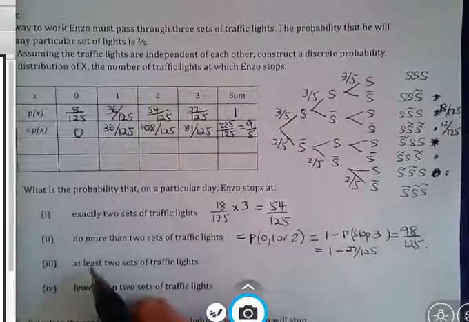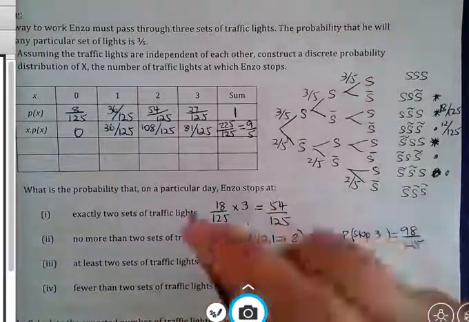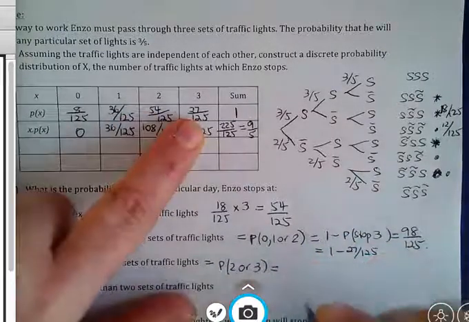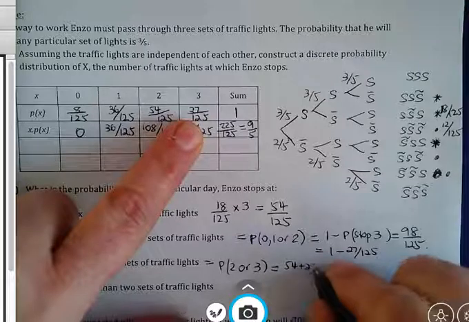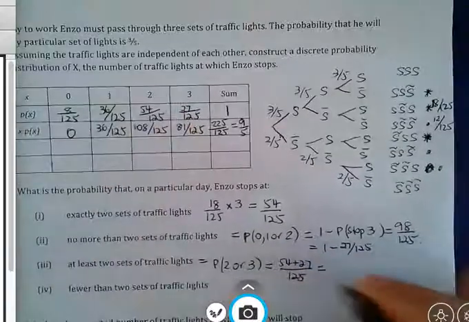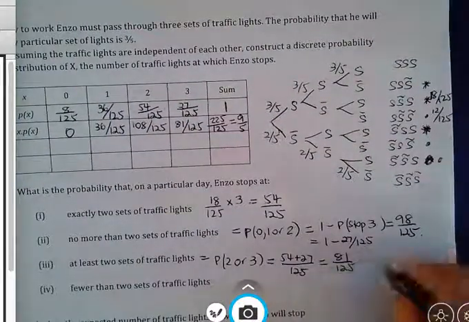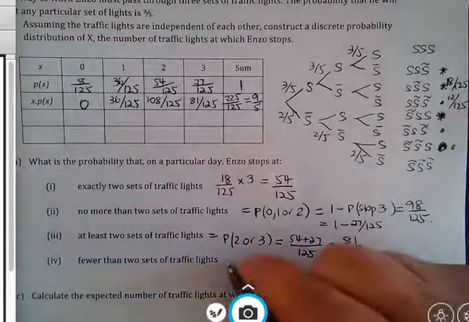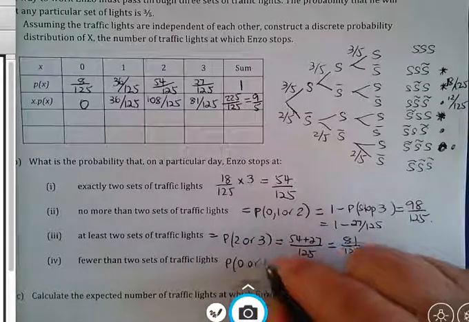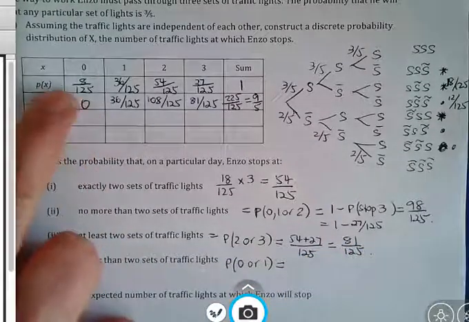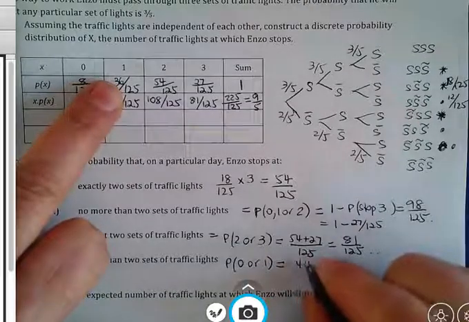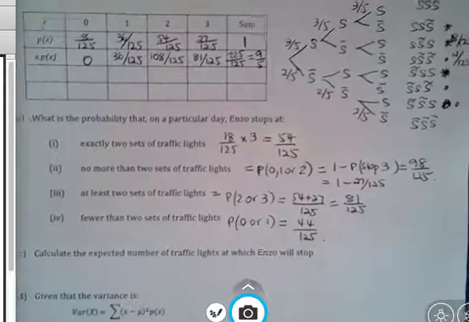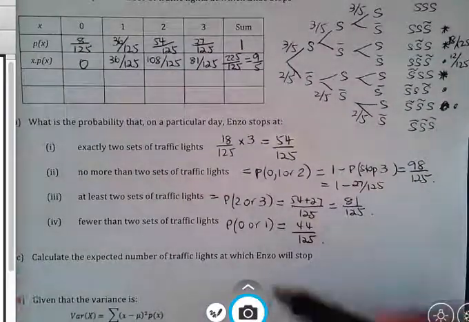Now the probability of stopping at least 2 sets of traffic lights, that's just the probability of 2 or 3, which would be just adding those two there. So 54 plus 27 over 125, which is 81 over 125. And fewer than two sets of traffic lights will be probability of stopping at 0 or 1, which is 8 plus 36. We've got 44 over 125. Okay, now you should be able to keep working with these.